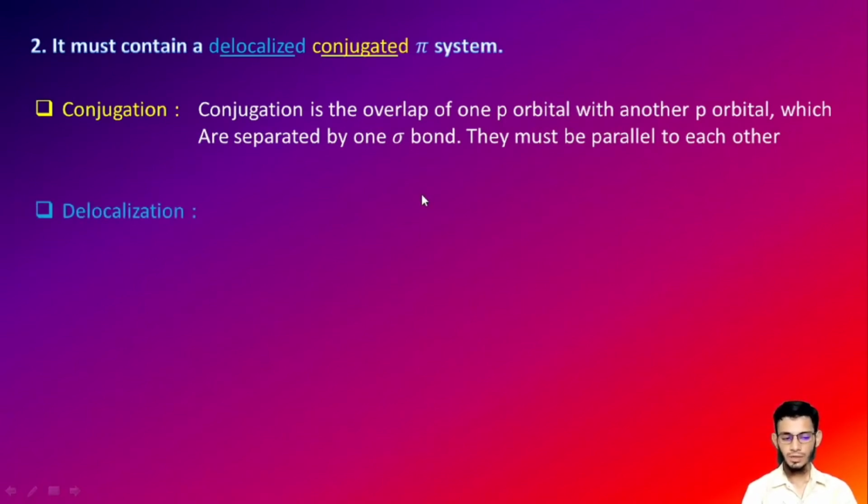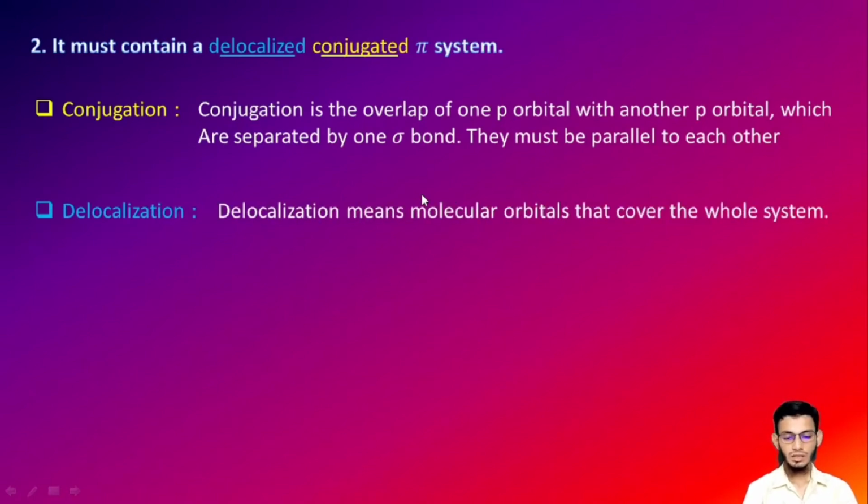Delocalization, you know very well. Delocalization means electrons are delocalized. We simply cannot determine where the electron is, okay. But here you can see another definition: delocalization means molecular orbitals that cover the whole system, not half, not partially, but the whole system, okay. How? Let's take an example here.